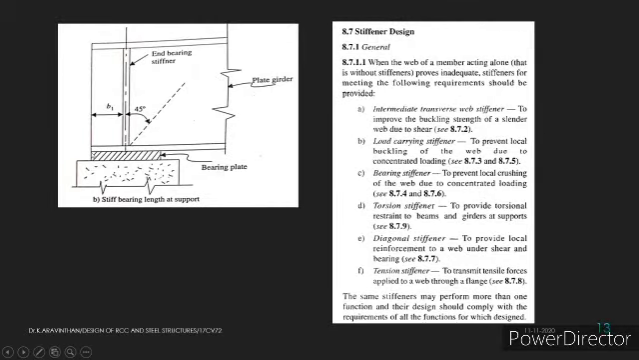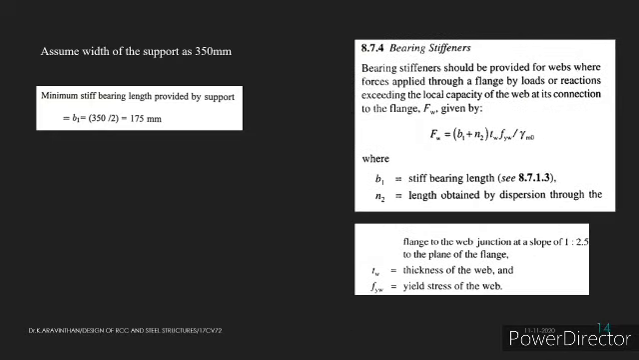So let us check for the end bearing stiffener. Let us assume a width of the support as 350 mm, and the minimum bearing length provided by the support will be b by 2, that is 175 mm. What this means is, right now we are assuming the width of bearing is 350 mm, so we are taking the center part. From the center you have a 175 mm distance. So this is the minimum stiff bearing length provided by the support. So let us check for this.